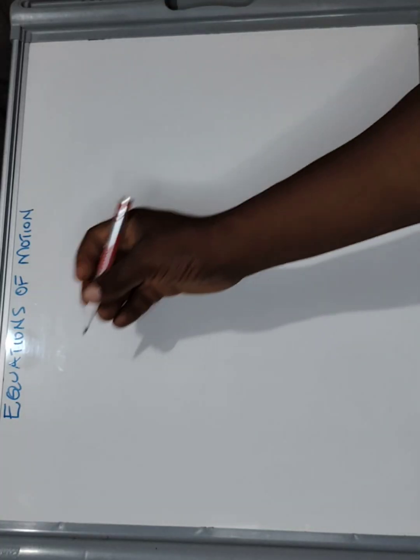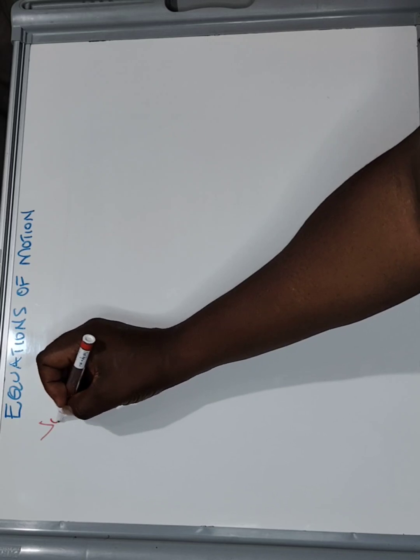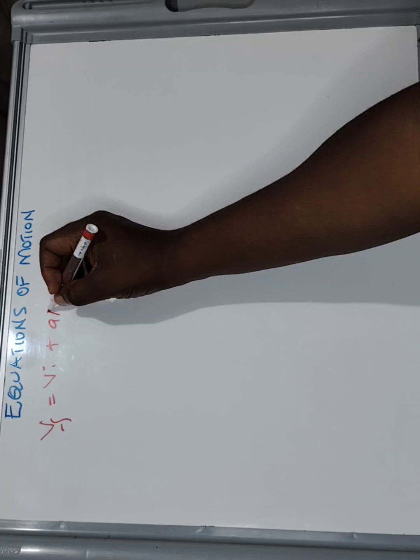Yes, what are equations of motion? Now, these equations were put across by Isaac Newton, to try to explain the behavior of bodies which are moving, especially those which are moving with a fixed acceleration. Okay, let's look at the first one. The one which comes first is this one. Vf is equal to Vi plus A delta T.